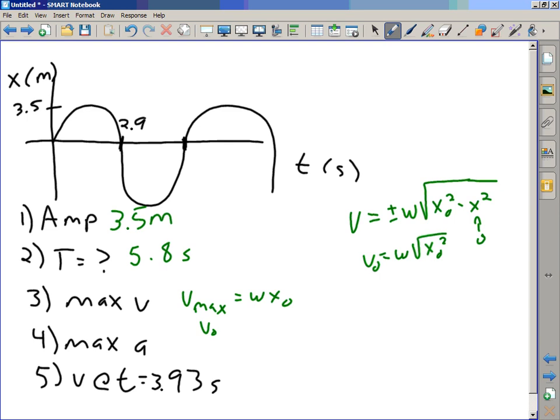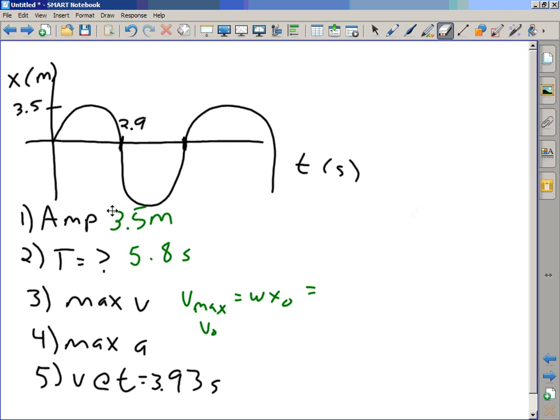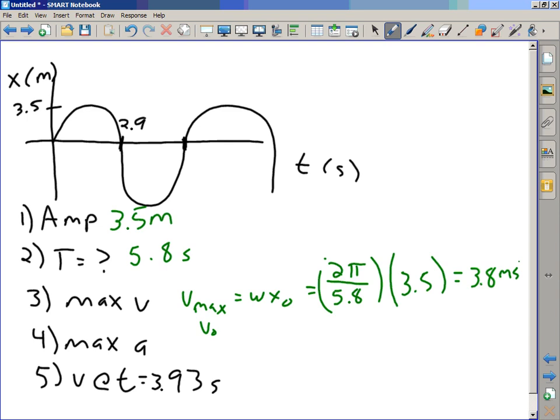So what did you come out with here for V max? Maybe we need to go through this. Maybe this requires a few other steps because we didn't talk about omega, right? So how do I get omega? 2 pi over period. Good. 2 pi divided by 5.8 times x naught, 3.5, equals maximum velocity, which is what? 3.8 meters per second. Right? Okay. Negative.